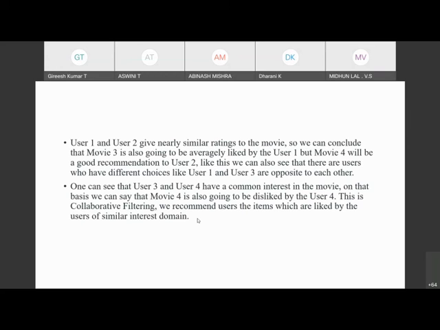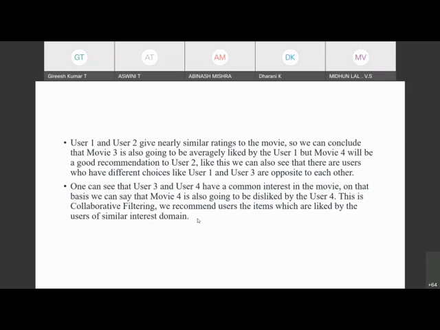This is collaborative filtering. We recommend to users items which are likely to be liked by the user or by users in a similar interest domain. So this is one type of collaborative filtering. This is one type of recommendation system also.